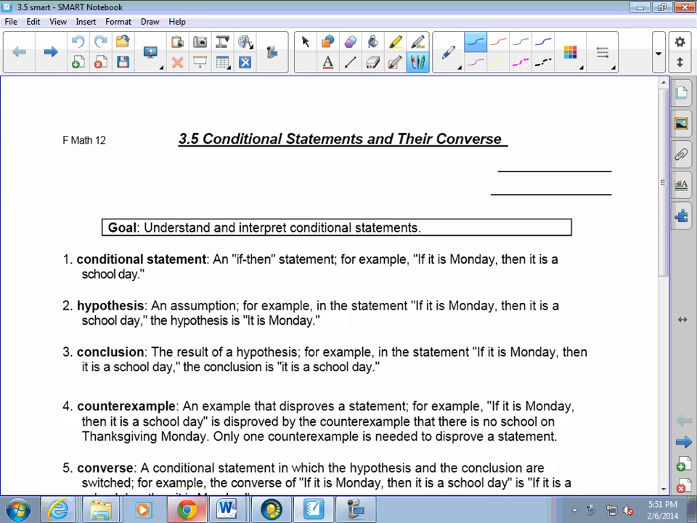A conditional statement is an if-then statement. For example, if it is Monday, then it is a school day. So that's the key right here with an if-then, or with a conditional statement. It has to have that if-then within the statement.